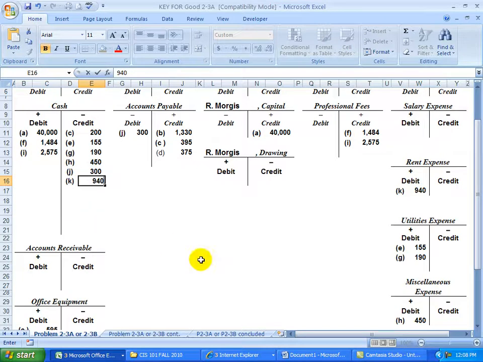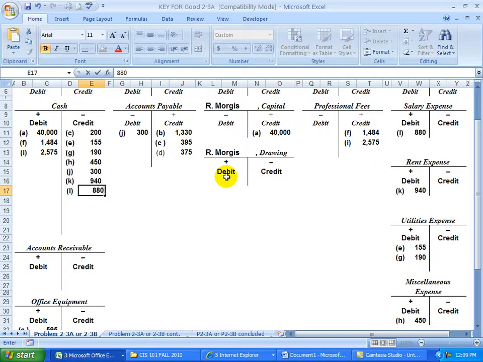In L, we paid the salary of the receptionist, $880. So the salary expense is over here. It's going up in letter L. And it's going up by $880. And our cash is going down by the same amount. Debit equals credit.